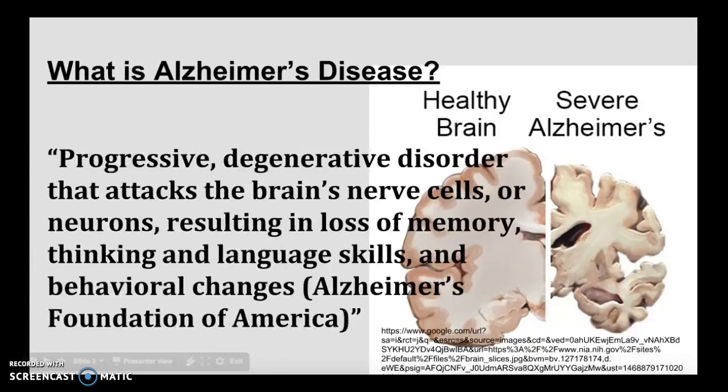Well, according to the Alzheimer's Foundation of America, Alzheimer's disease may be defined as a progressive, degenerative disorder that attacks the brain's nerve cells or neurons, resulting in loss of memory, thinking and language skills, and behavioral changes.